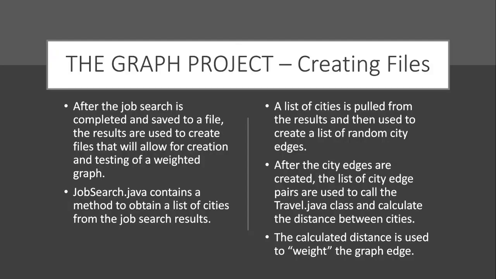Creating files. After the job search is completed and saved to a file, the results are used to create files that will allow for creation and testing of a weighted graph. The jobsearch.java contains a method to obtain a list of cities from the job search results. A list of cities is pulled from the results and then used to create a list of random city edges. After the city edges are created, the list of city edge pairs are used to call the travel.java class and calculate the distance between cities. The calculated distance is used to weight the graph edge.